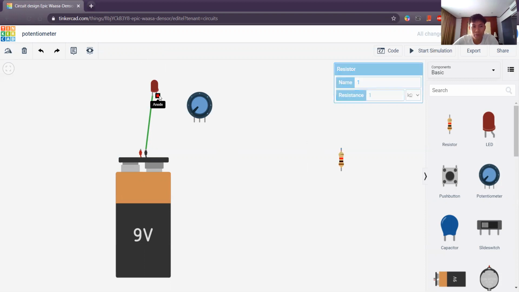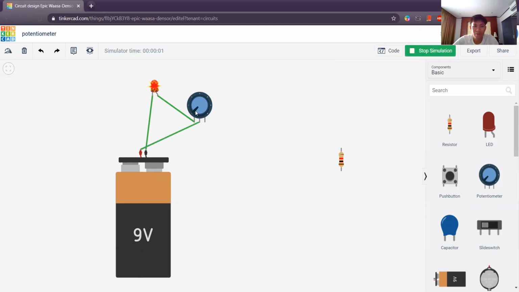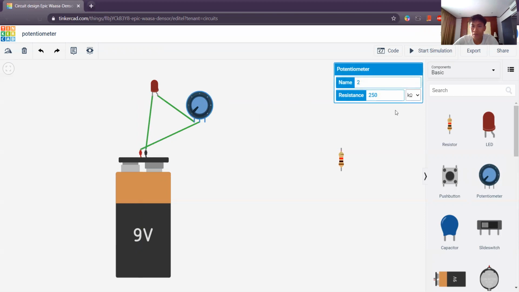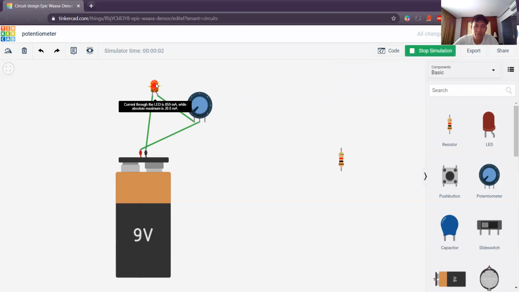So we can connect this to terminal 1 or terminal 2, and the other one here we need to connect to the middle leg always. So when we start the simulation, we did not make any change. We did not adjust anything. The initial setting is this one. The resistance of this potentiometer is 250 kilo ohms. So when we start the simulation, it's so bright.